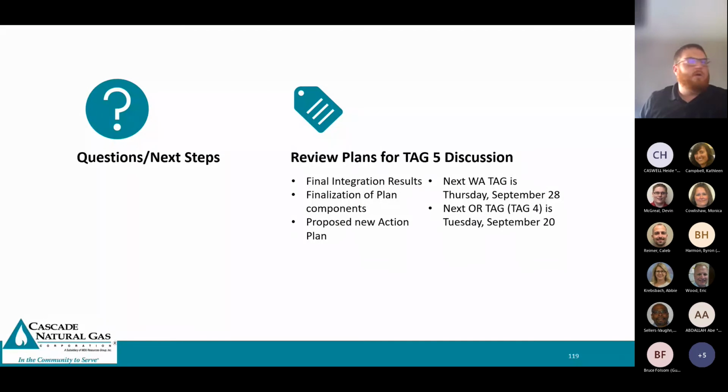So like I mentioned, next steps: final integration results, finalization of plan components, proposed new action plan. And just a reminder, if anyone's interested in Tag 4 Oregon, please attend Tuesday, September 20th, and then one of those days is wrong. I don't know which. And then we have September 28th. But I'm going to open it up for questions.